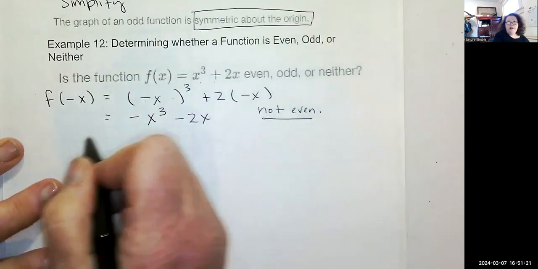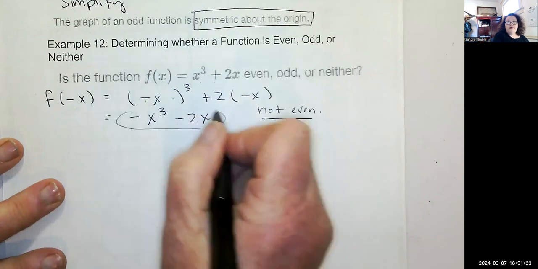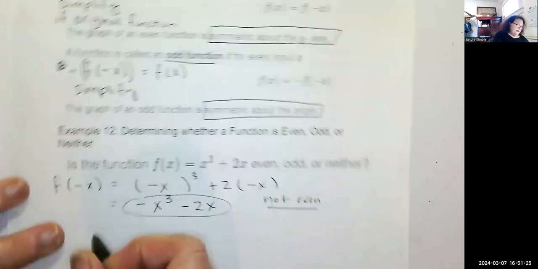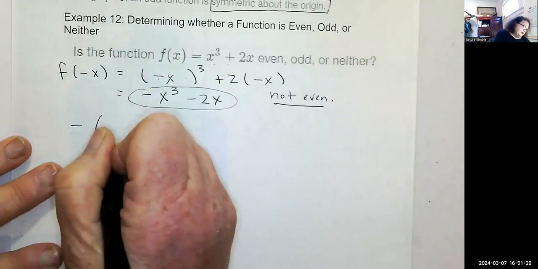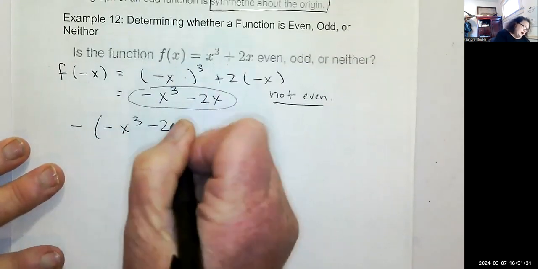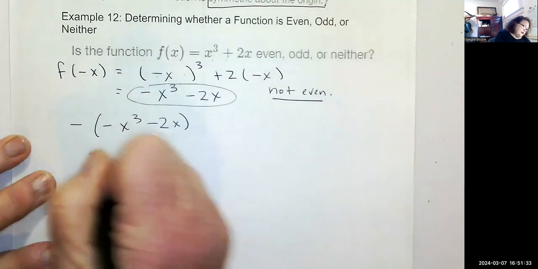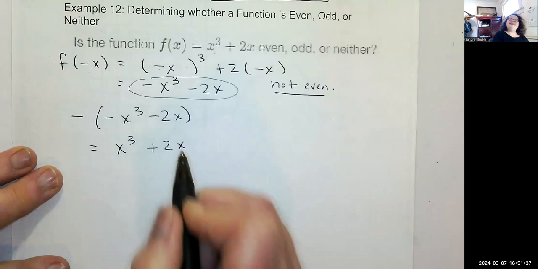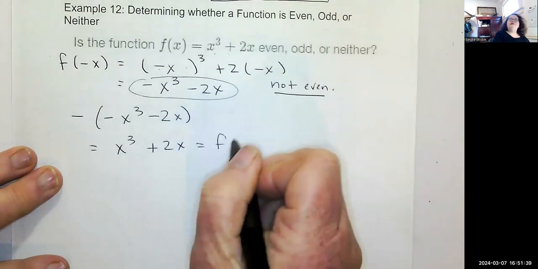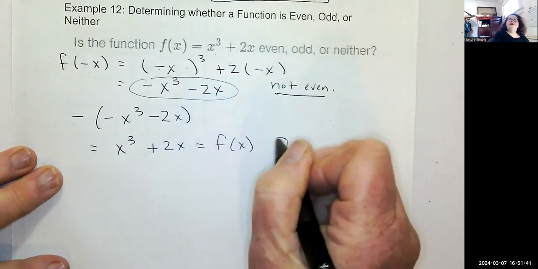To see if it's odd, we take what we have simplified and put a negative in front of it. Negative of negative x cubed minus 2x, and we get x cubed plus 2x. That is the original function, equals f of x. So it is odd.